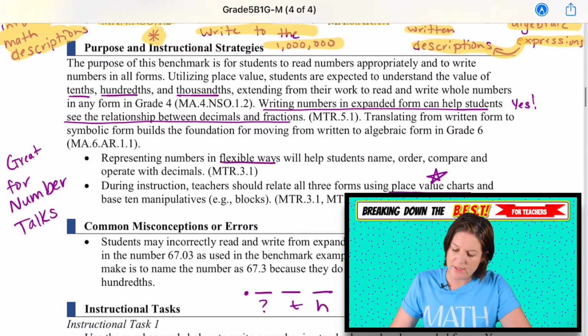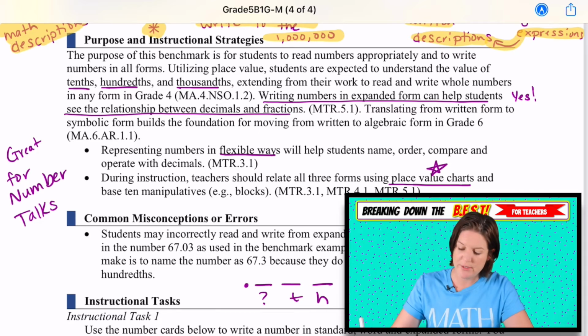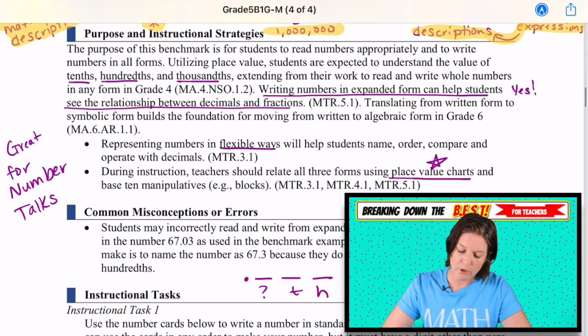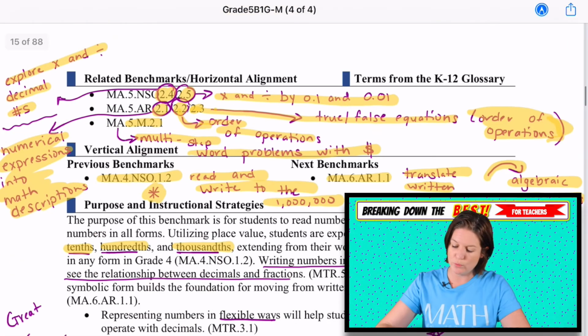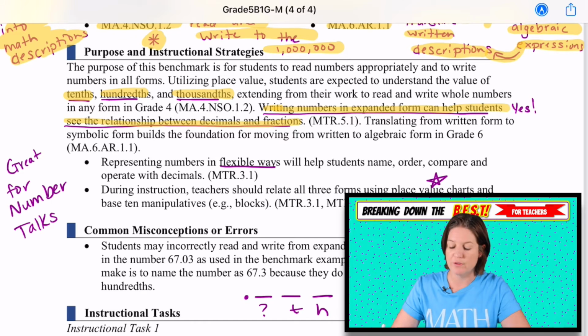This is the purpose and instructional strategy section of this document, and there were a few things that just jumped out at me, so I'll explain that. So again, we're going to the tenths, hundredths, all the way to the thousandths place. Woo! Here, I like this right here. It says, writing numbers in expanded form can help students see the relationships between decimals and fractions.